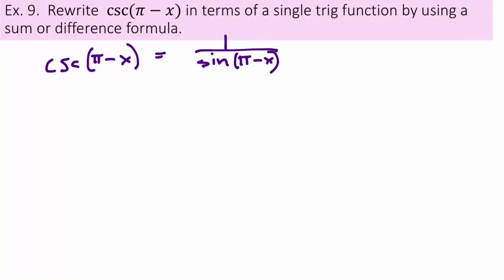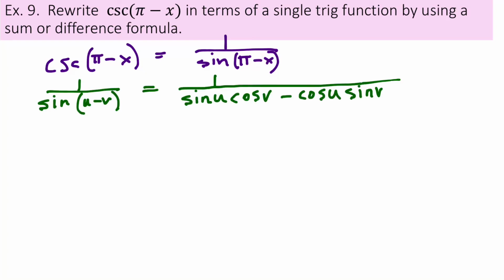In example 9, we're asked to rewrite the cosecant of pi minus x in terms of a single trig function by using a sum or difference formula. So we don't have a formula for the cosecant of pi minus x, so we write it as 1 over the sine of pi minus x. All right, so I need to find the sine with a minus formula. So I'm going to do that, and I'm going to write it down.